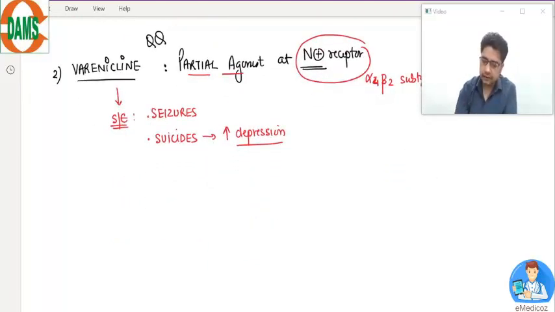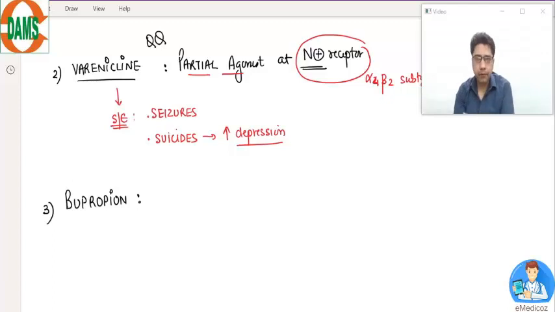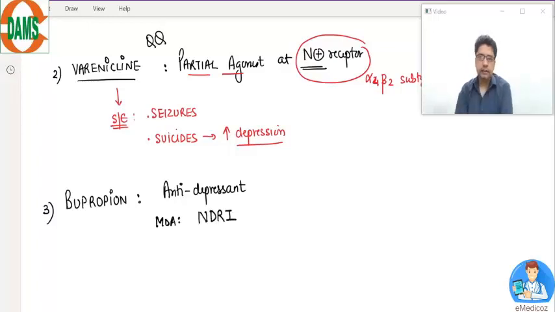Third drug we will write is bupropion. Bupropion is an antidepressant. Mechanism of action, you'll write NDRI.